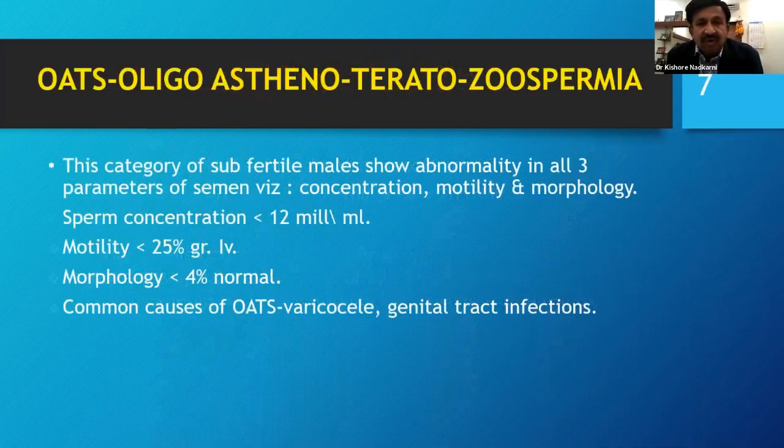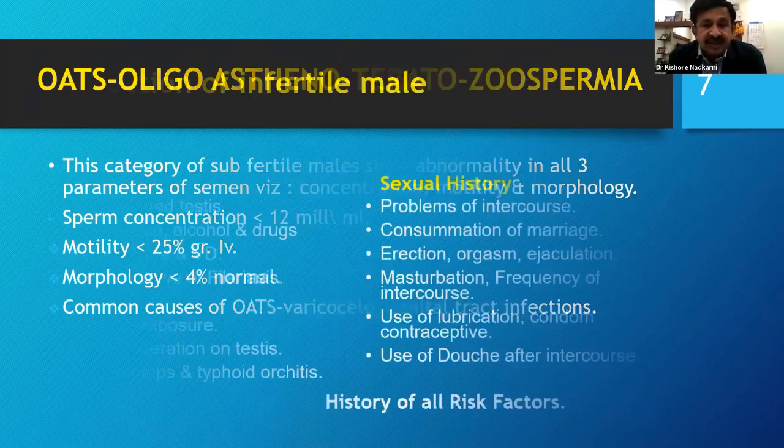Now, oligoasthenoteratozoospermia, as you know, is a category of subfertile males where all 3 parameters of sperm function are affected, namely concentration, motility, and morphology. Generally, most of our patients who come to the OPD have 1 or more parameters altered, and they would fall into the category of OATS, mild, moderate, or severe. The common causes of OATS are varicocele and genital tract infections, which we try to rule out first.